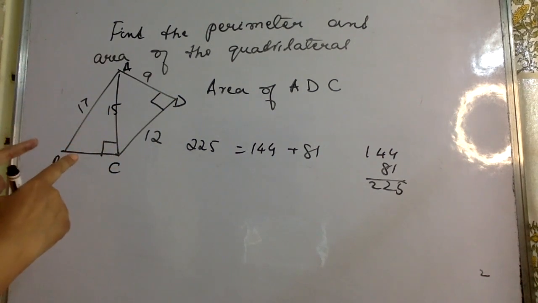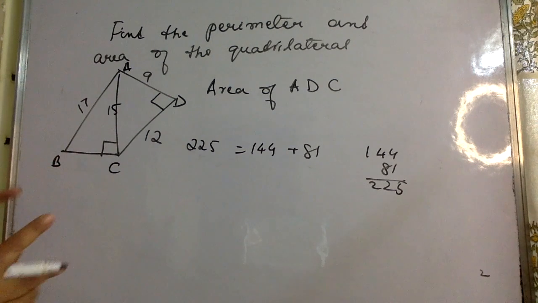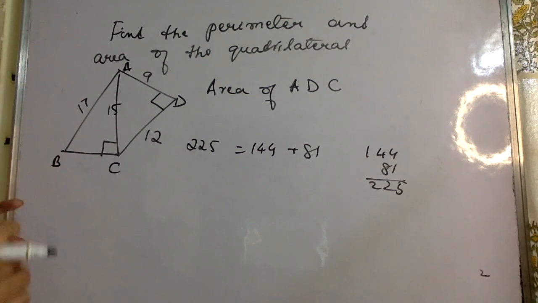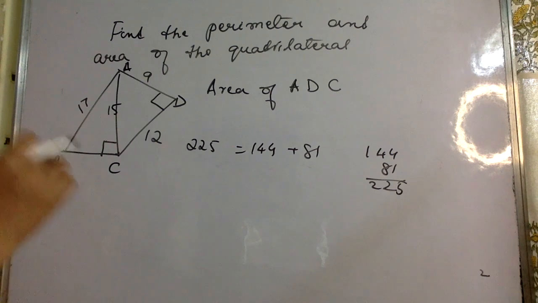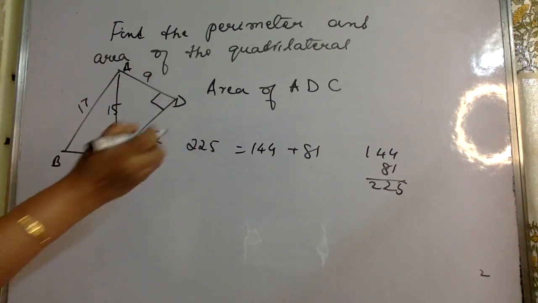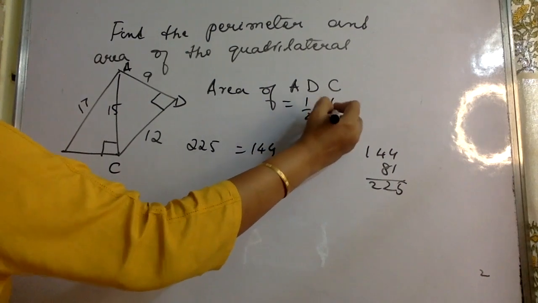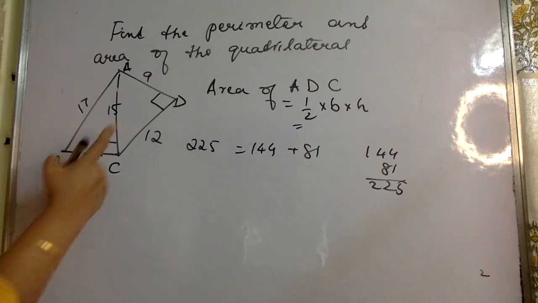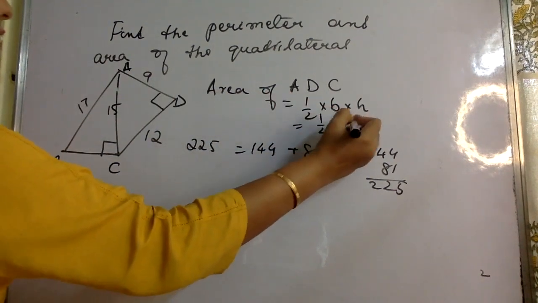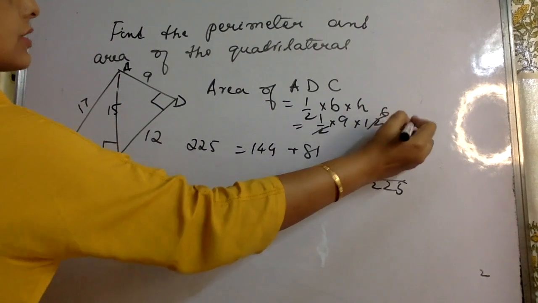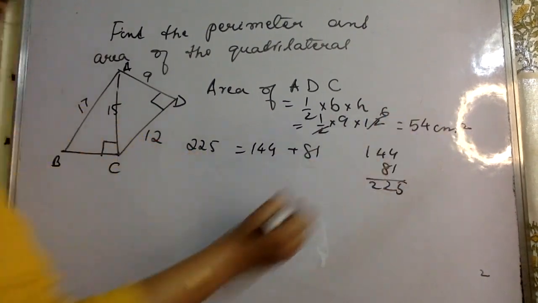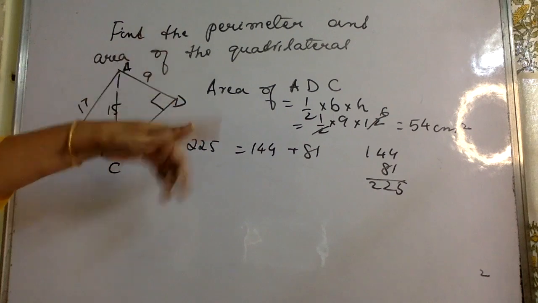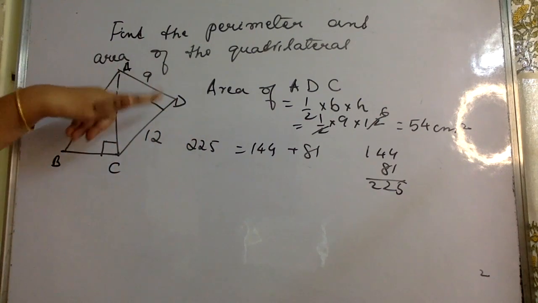I could have used Heron's. But I am saying use Heron's only when there is no other available method. As long as it is a right angle triangle, it is very simple to use half base into height. So the area of triangle ADC is simply half into B into H, and since this is the longest side, it has to be the hypotenuse of the triangle. So it is half into 9 into 12, which is 54 centimeters square. So I get 54 centimeters square as the area of triangle ADC.